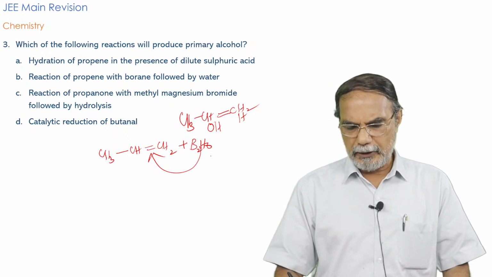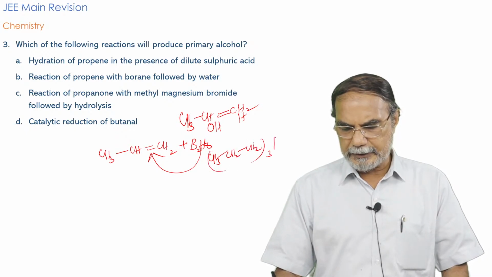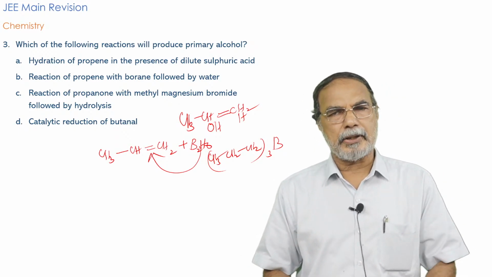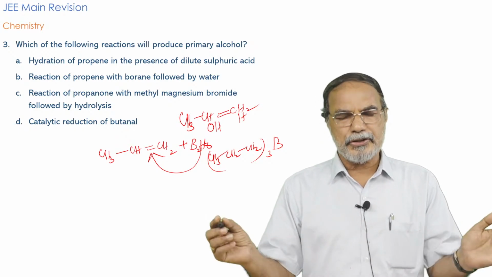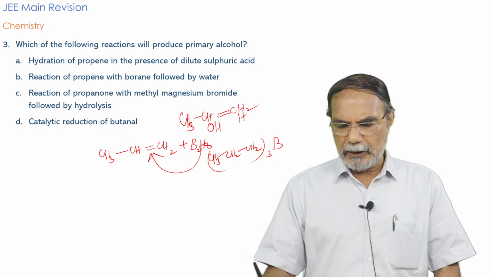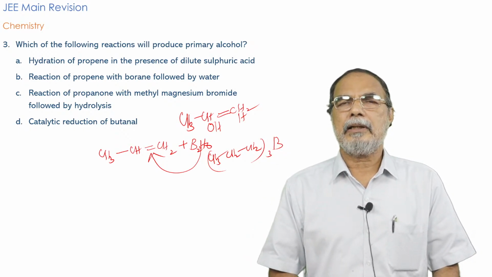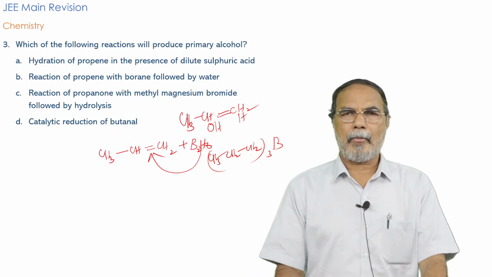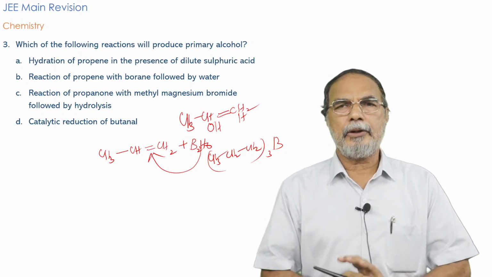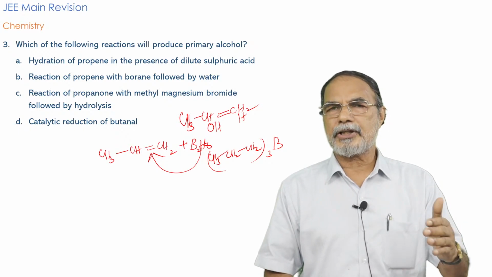The product actually obtained would be (CH3CH2CH2)3B, that is tripropyl boron. That's the compound formed in this step of the reaction. But this compound is not oxidized simply by water. For this compound to be oxidized into a primary alcohol, CH3CH2CH2OH, you require an oxidizing agent, and that is alkaline hydrogen peroxide. And the two reactions together is very famous and is known as hydroboration oxidation, corresponding to anti-Markovnikov addition. That is the importance of the reaction.